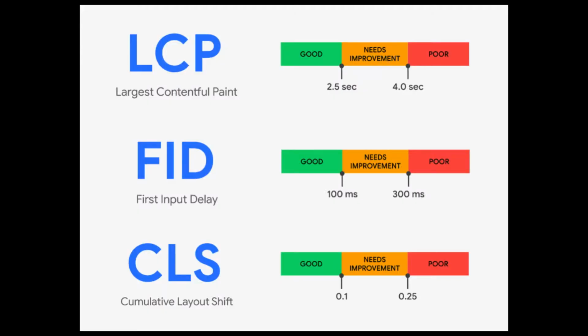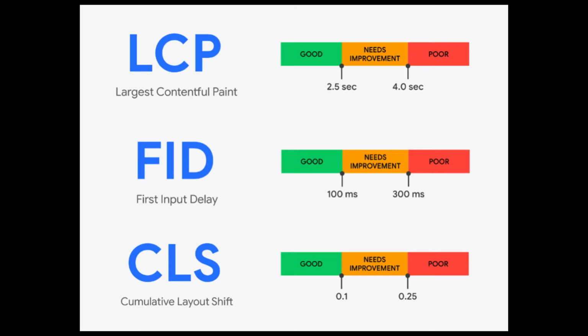They basically created some nerdy sounding numbers so that they can assign a key performance indicator to some of the things that users actually want. And the idea would be to create a delightful experience for your users. So let's talk about what those core web vitals are. These three numbers are called largest contentful paint, first input delay, and the last one is cumulative layout shift.